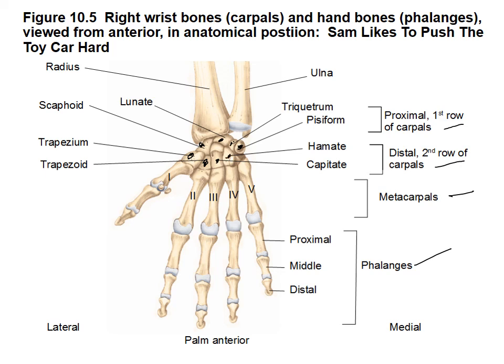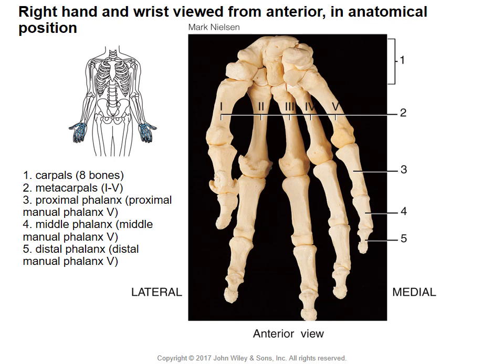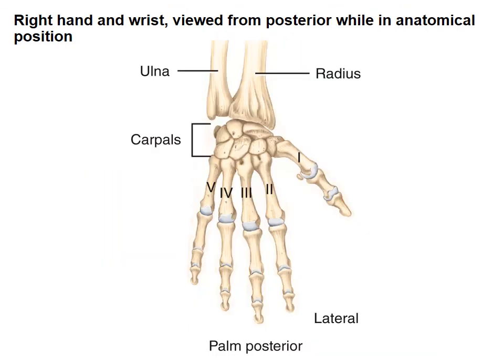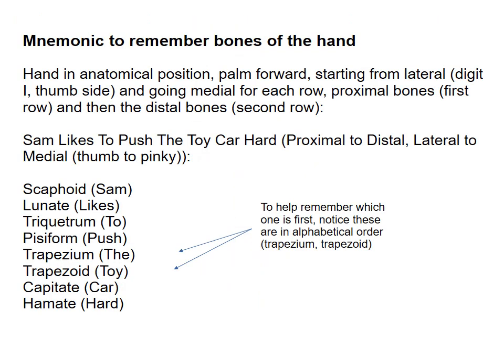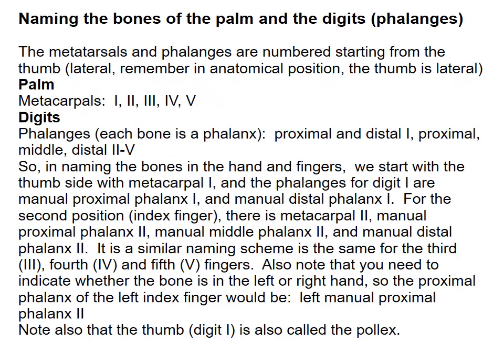Next slide. So we've gone through all the carpals and the metacarpals and the proximal, middle, and distal phalanges, so I'm not going to go through this again. And that's just a posterior view of the carpals and phalanges. You can tell it's difficult to see the pisiform bone from the posterior view. So Sam likes to push the toy car hard. And next slide.